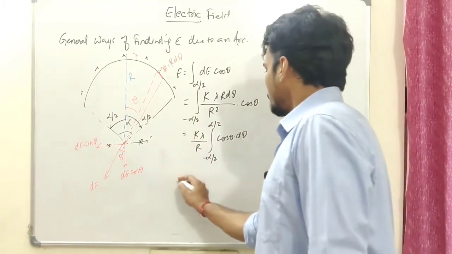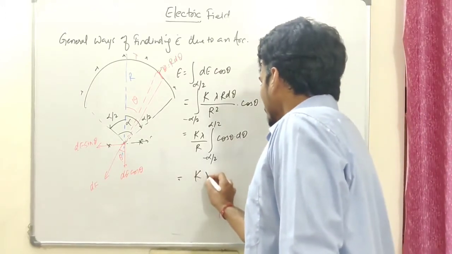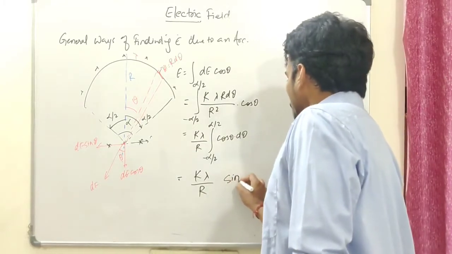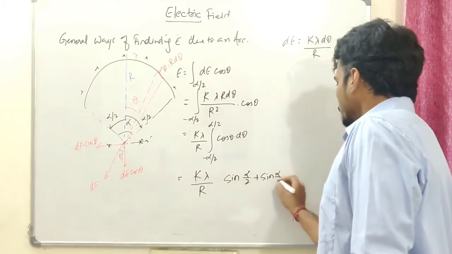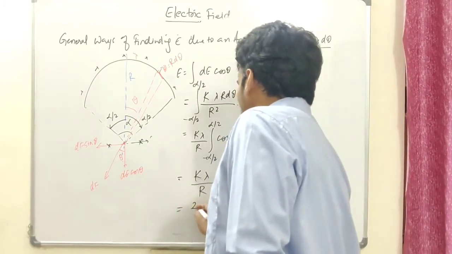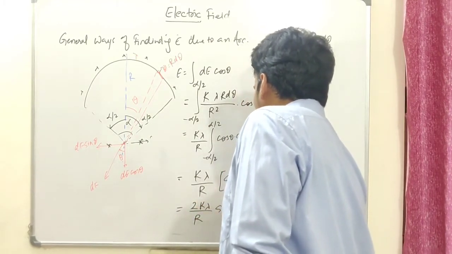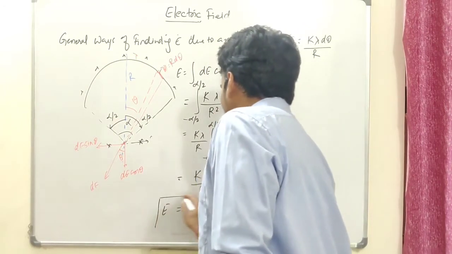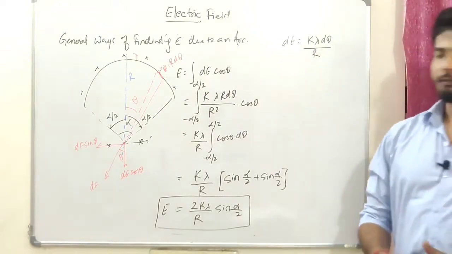Fair enough. The integration of cos is sine. So I'll be having k lambda over r, sine of alpha by 2 plus sine of alpha by 2. I did it directly. So ultimately what I'm going to get is 2 times k lambda over r times sine of alpha by 2. So this is going to be your net electric field due to any arc which has an angle of alpha.